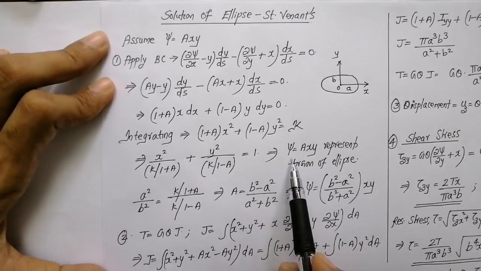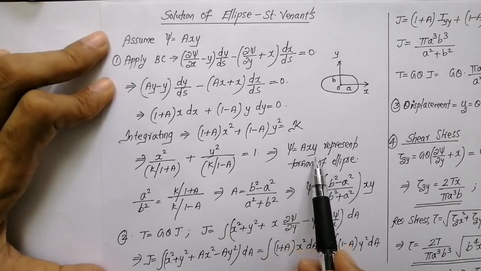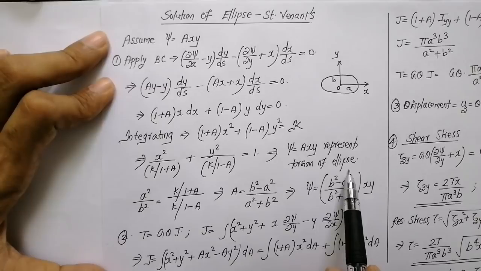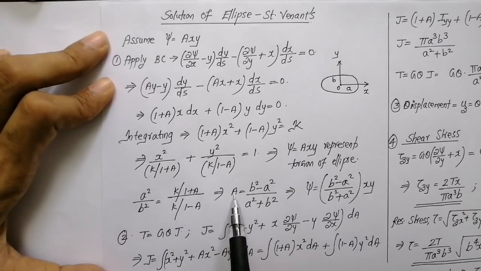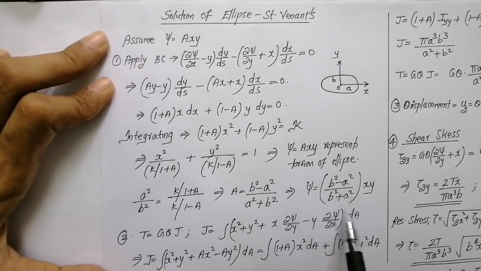What does that mean? That means ψ = Axy, which we have assumed earlier, represents the torsion of an ellipse. Now, equating the similar terms, this represents a² and this represents b². So, what is a²/b²? It is equal to (k/(1 + a))/(k/(1 − a)). Now, if we simplify this, we will get the value for the constant A as (b² − a²)/(a² + b²). Now, if we substitute the value for A in ψ = Axy, we will get ψ equal to this equation. Now, this is very, very important. We need this term to proceed further into the problem.